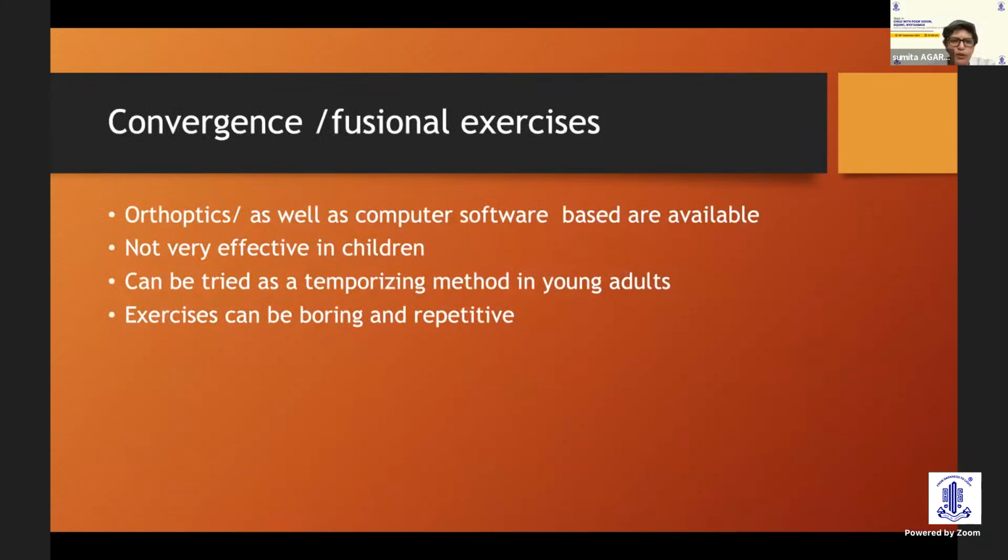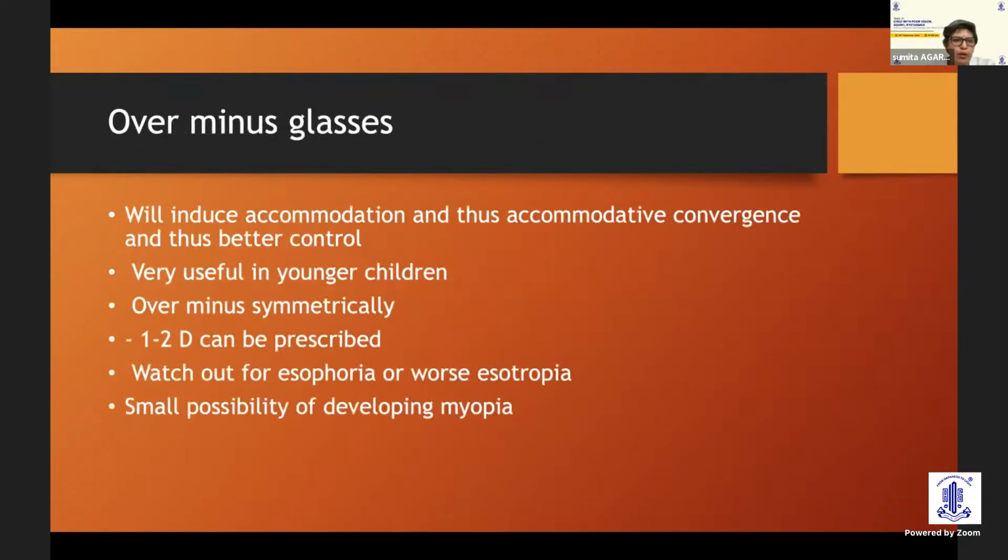Now, fusional exercises improve your diplopia awareness, and they train your fusional mechanisms to control your strabismus. Basically, you're training your own muscles. Not very effective in children. In my experience, it doesn't work very well in young children, and I don't give it. But in older children and young adults, sometimes it can be used.